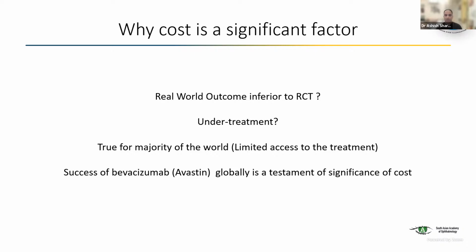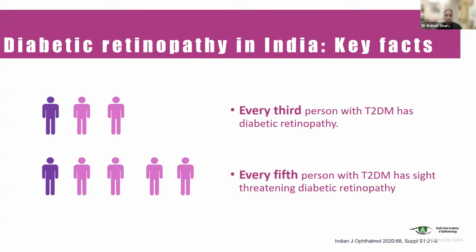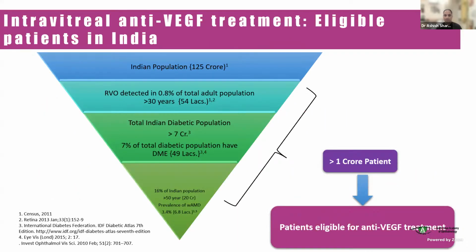If you look at the overall data, even bevacizumab, Avastin, is globally successful, especially in the United States. That is a testament that even the developed world has significance of cost economics. And we are talking about the country where every third person has a risk of diabetic retinopathy and every fifth person has threatening diabetic retinopathy. And we have a huge population to take care of, approximately 1 crore patients.